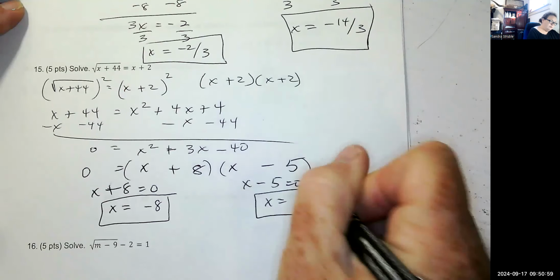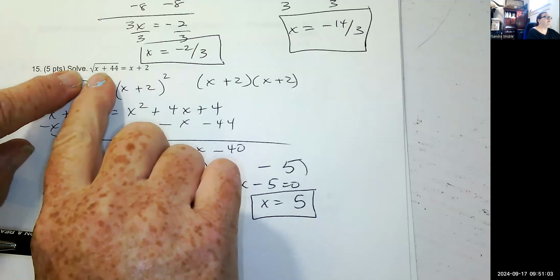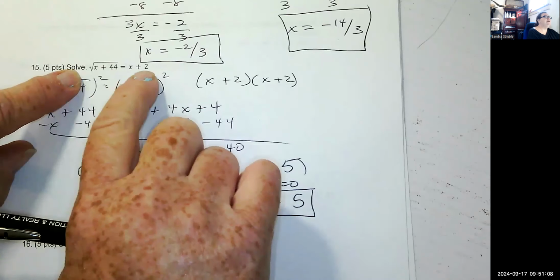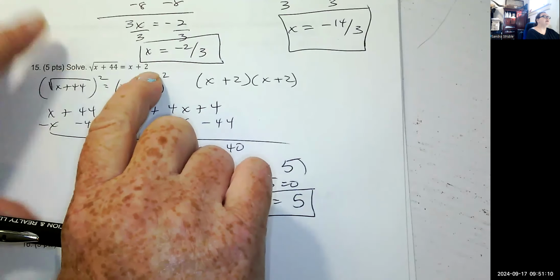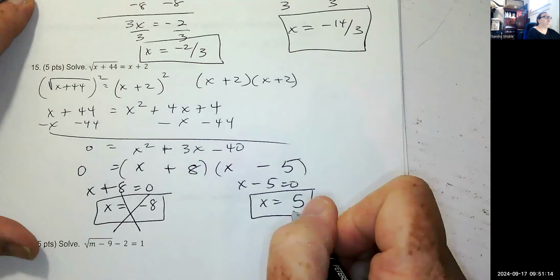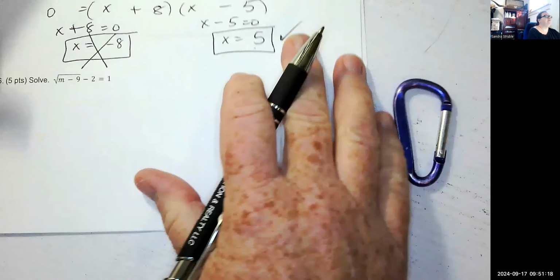Don't forget, you do have to go back and check to see if this will work out. I plug in -8 plus 44. Well, that's going to give me a positive, so that works. What about -8 plus 2? That gives me a -6. You can't have a square root equaling a negative, so that doesn't work. 5 would work. 5 does work. All right.